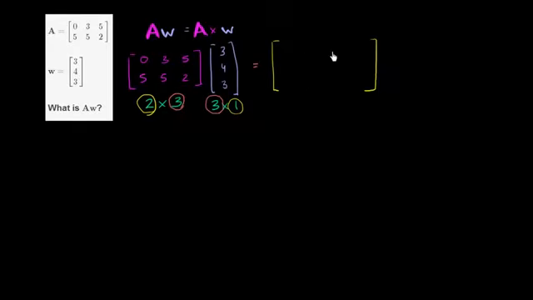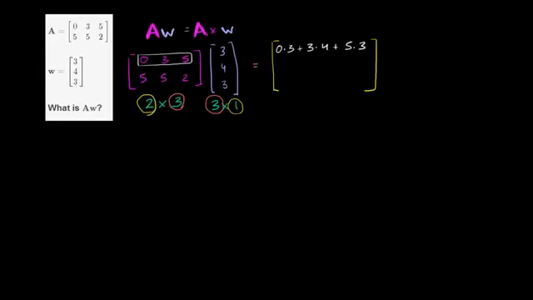So the top entry right over here, we're going to get the row information from our first matrix, and then the column information, there's only 1 column here, but we're going to get that from this matrix or this vector, whatever you want to call it. So we're going to have 0 times 3, plus 3 times 4, plus 5 times 3.